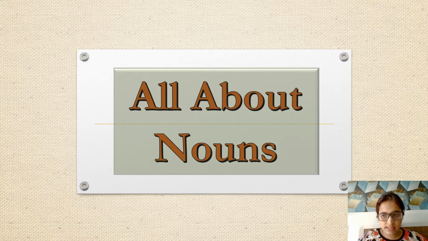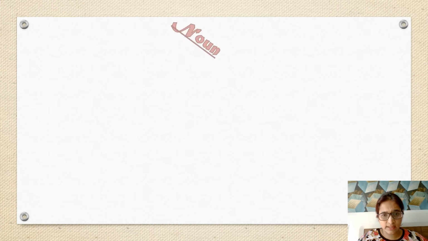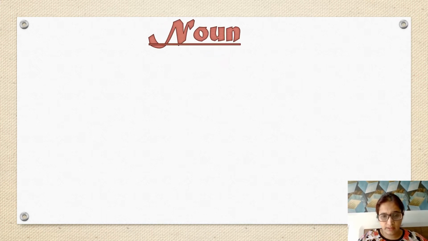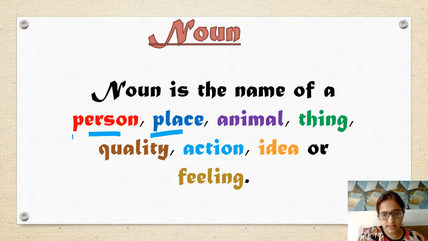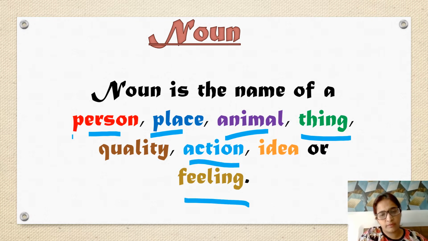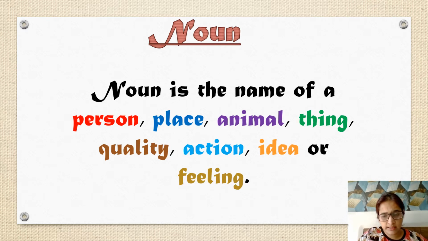Firstly, this presentation is called All About Nouns, so let's see what the definition of a noun is. A noun is the name of a person, place, animal, thing, quality, action, idea, or feeling. For example, if you're talking about a person, you can say John. If you are talking about a place, you can say London. An animal, you can say lion. A thing, you can say a chair. An action, you can say a fight, or a feeling, you can say happy. So basically when you're naming something, be it an individual or a group, it is called a noun.